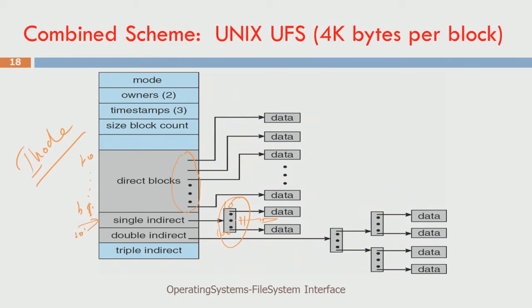So for 101 to 5000, I go and do this double indirect. What is double indirect?